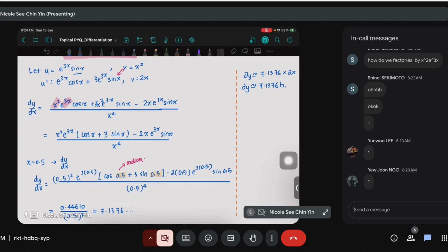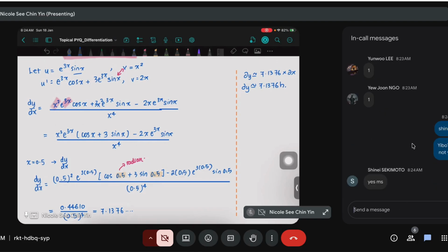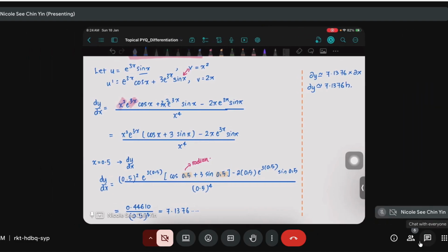Shin? Hippo? Not yet. Okay, I wait for Shin. The rest of you have done right.